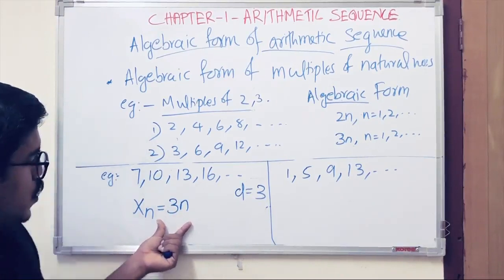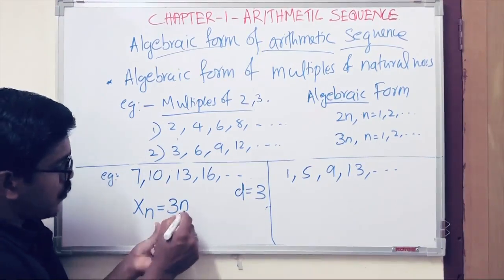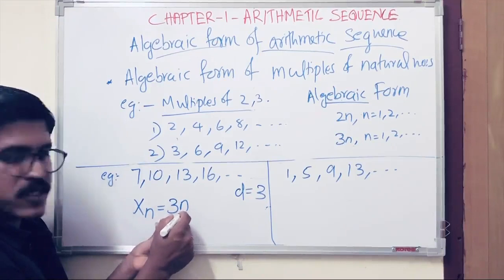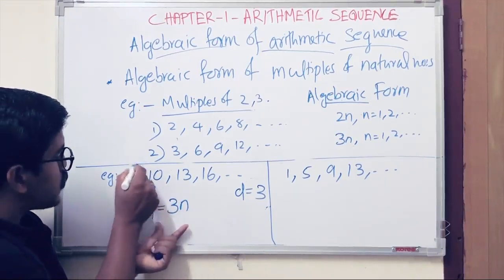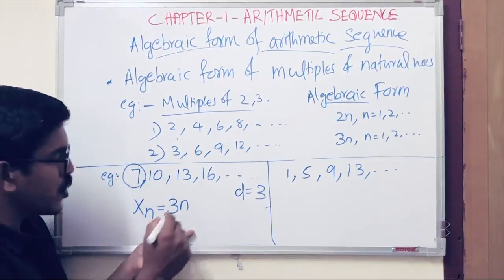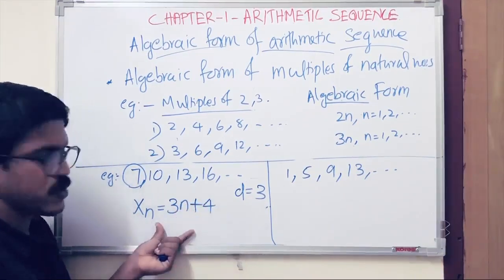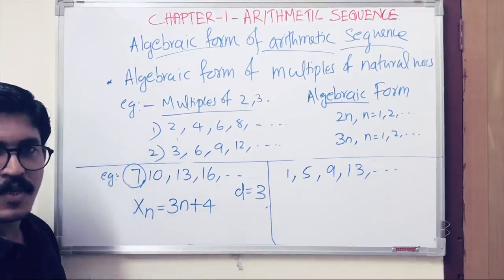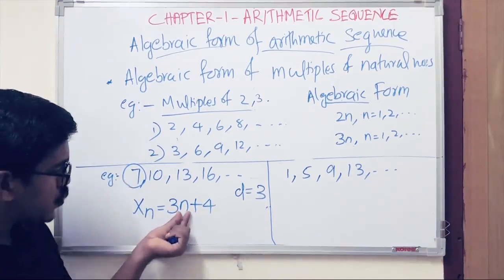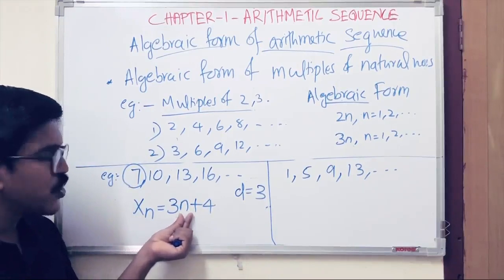Now, if you put n equal to 1, 3 into 1, 3 will come. But our first term is 7, so we need to add 4. Then only we get the first term as 7. Now we can check it. If you put n equal to 2, 3 into 2, 6.